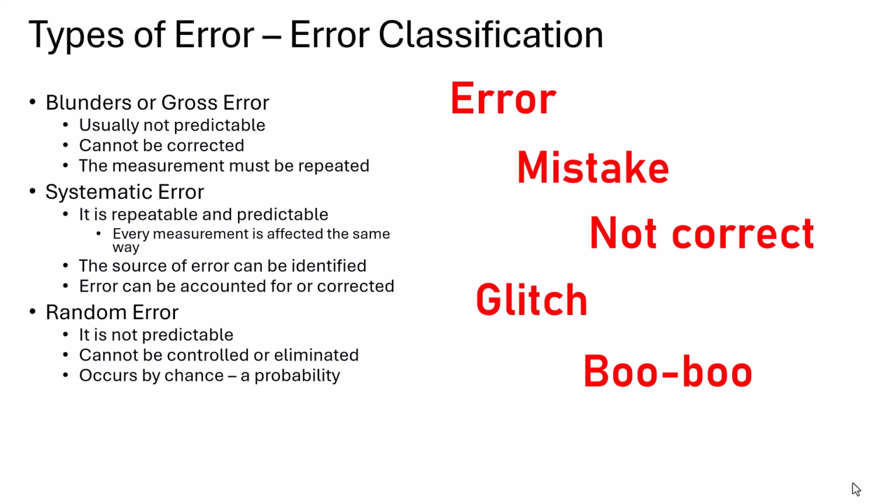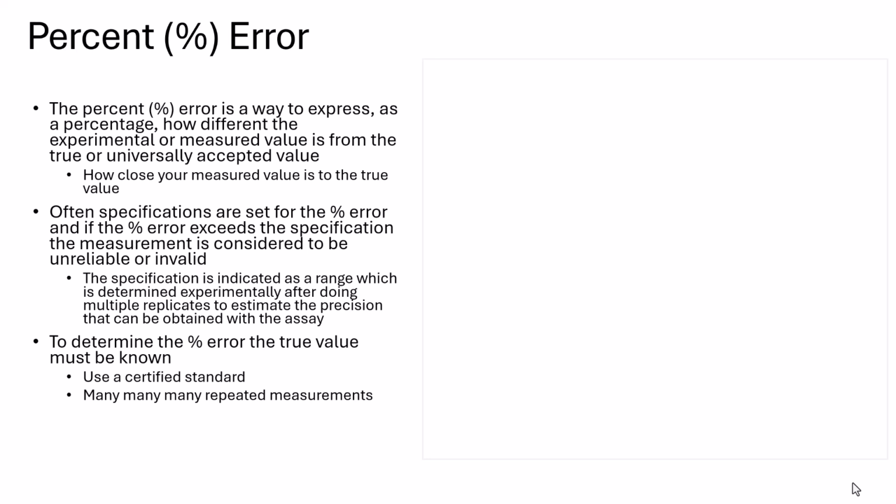Then we have systematic errors. And in a systematic error, the same error occurs every time we make that specific measurement. So every measurement is off in the same way. Usually we can identify the source of the error and we can correct for that error. We either recalibrate the machine, or we put in a correction factor that accounts for the error. And then a random error is not predictable. We can't control or eliminate it. It simply occurs by chance. It's a probability. So we have to deal with random errors using statistics.